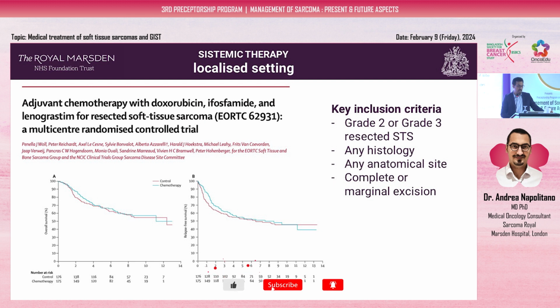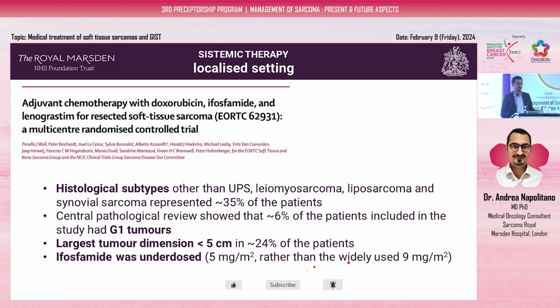And based on subsequent analysis, we realized that the population that was included in this trial was not necessarily the one that could benefit from chemotherapy the most, because there were also histological subtypes which we now know are not chemosensitive. Central pathology review showed that about 60% of the patients had grade 1 tumors. The largest tumor dimension was less than 5 centimeters in about 24% of the patients. And the ifosfamide dose that was selected for this trial, which was 5 milligrams per meter square, is actually lower compared to the dose that is currently recommended. So for all these reasons, this trial, though negative, was considered to be not really informative rather than negative, strictly speaking, because the patients that were included were not the ones that we now consider at high risk.